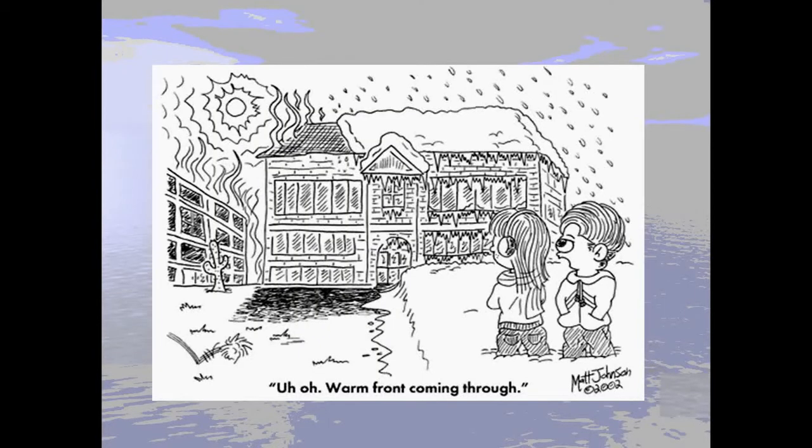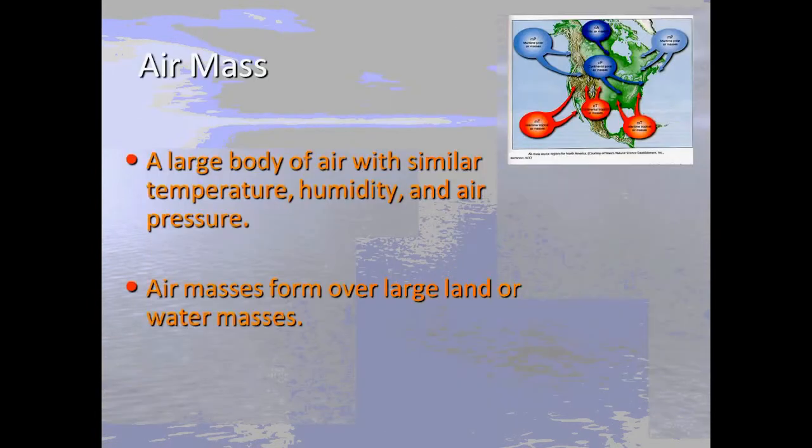Talk about air masses and fronts. So let's get started. Now, an air mass is a large body of air with similar temperature, humidity, and air pressure. Air masses are able to form over large land or water masses.